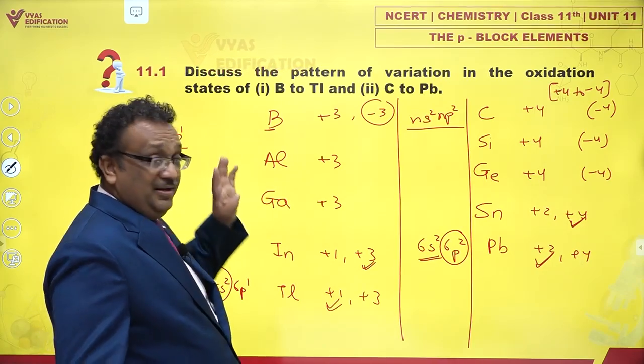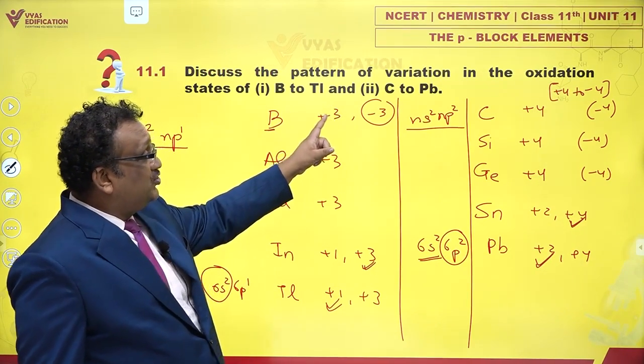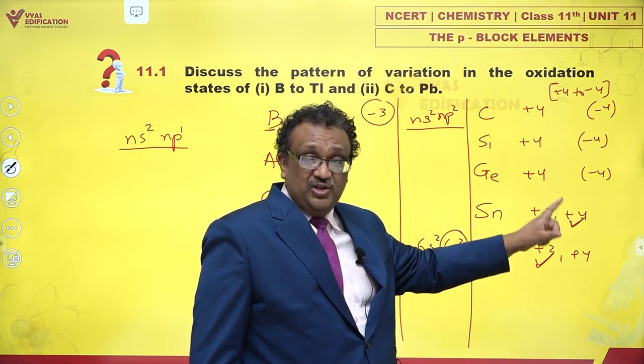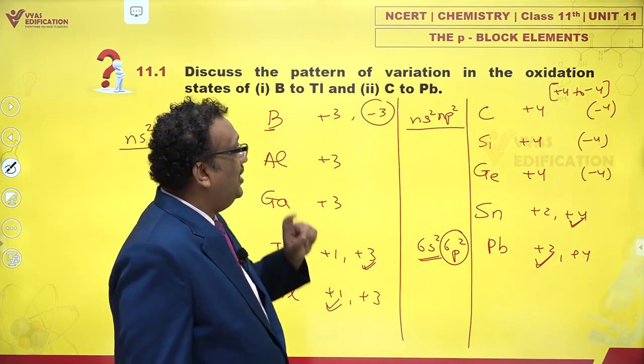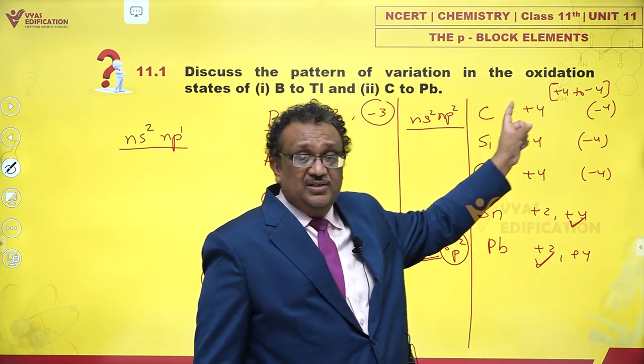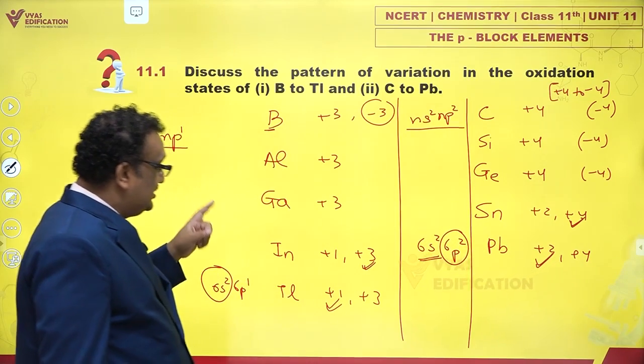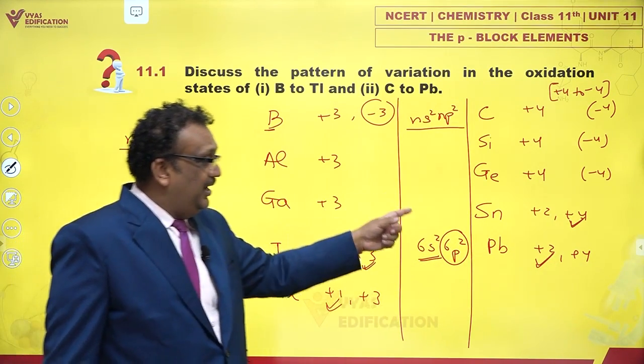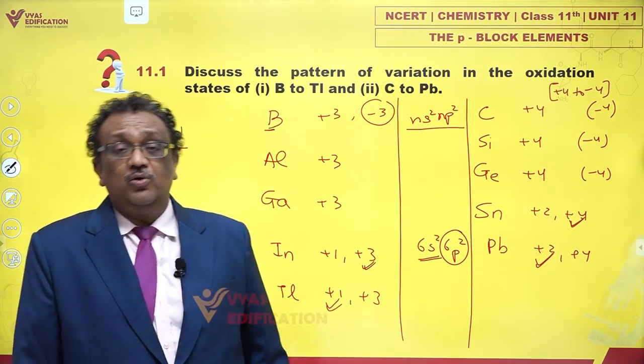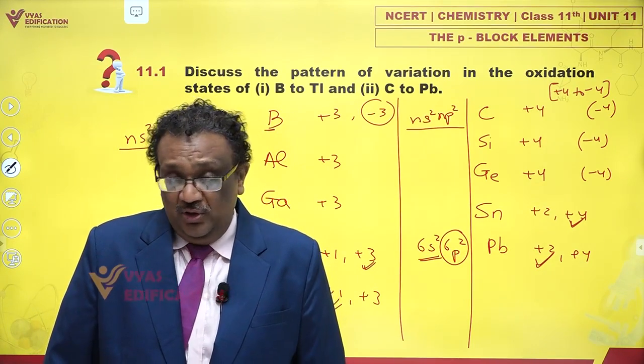So we have explained 3-4 points. Negative states of boron, carbon, silicon and germanium, that is one trend. Fractional states of carbon, that is the second thing. The third thing is that indium and thallium, tin and lead, start showing lower oxidation states also due to the inert pair effect.